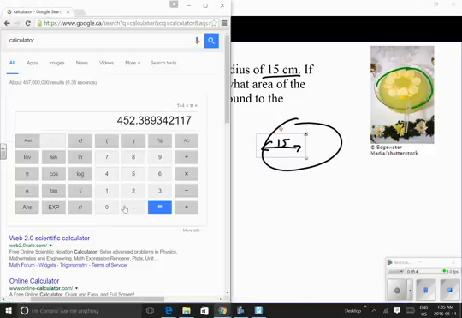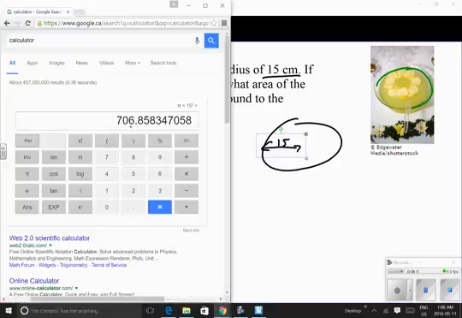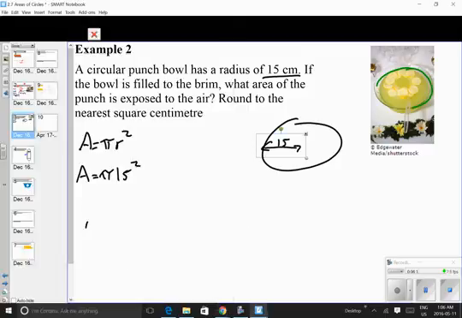So I go to my calculator here. I'm going to type it straight in this time. Pi times 15 squared. You can do that. Bam, there's my answer. 706. What am I rounding to? Nearest square centimeter. So it'll be 706.8. I'm rounding up, so 707. My area is 707 centimeters squared.